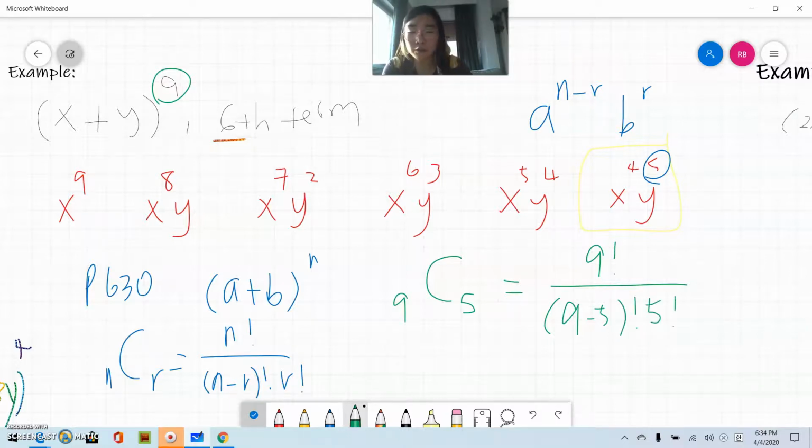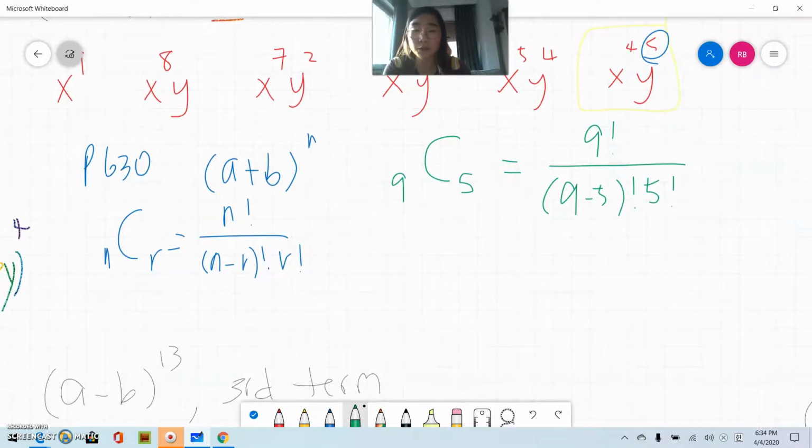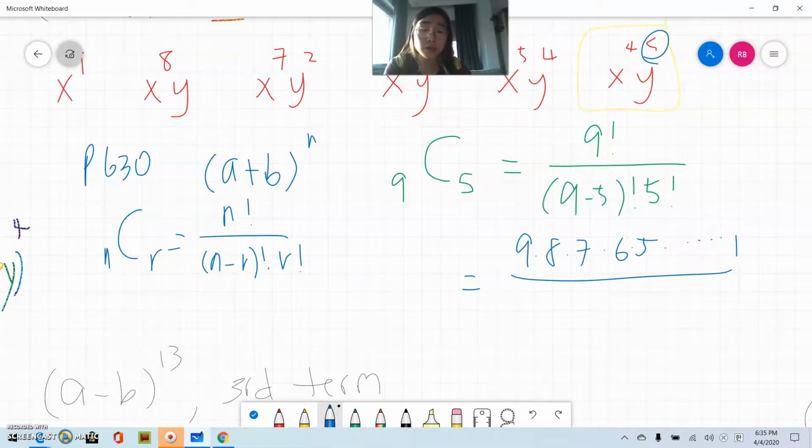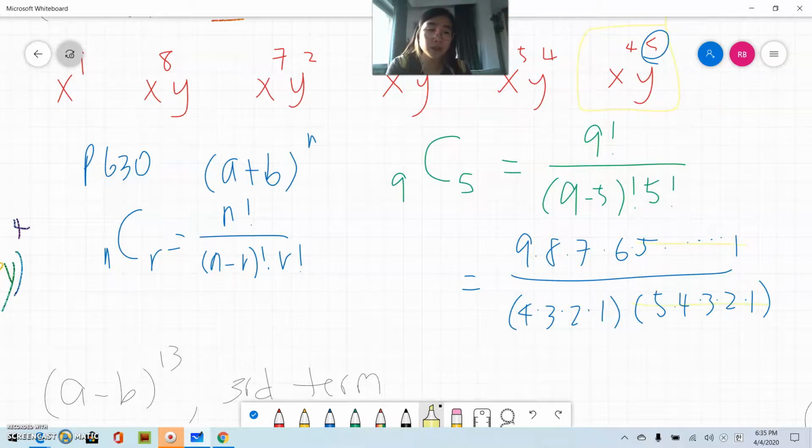So obviously you could use a calculator, but for those of you who forgot about factorial, I just want to show you 9 factorial is 9 times 8 times 7 times 6 times 5 times all the way to 1, okay? So then the first one is 4 factorial, so 4 times 3 times 2 times 1. And then the other one is 5 times 4 times 3 times 2 times 1. So then you can see that this one cancels with the rest of it.